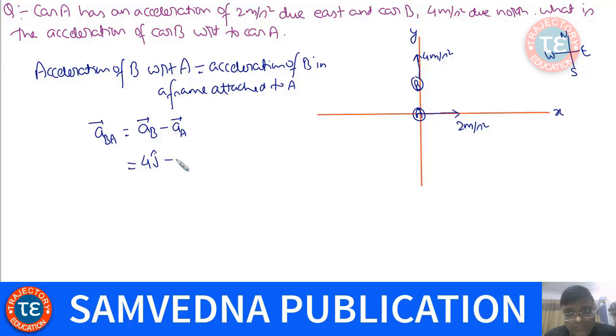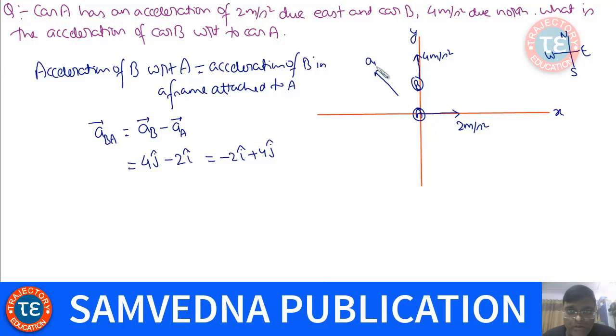4j cap minus 2i cap. That's the acceleration, which is converted as minus 2i cap plus 4j cap. So what is this direction? Negative on the x side and positive on the y side. So it will be moving in this direction. That will be the direction of relative acceleration.